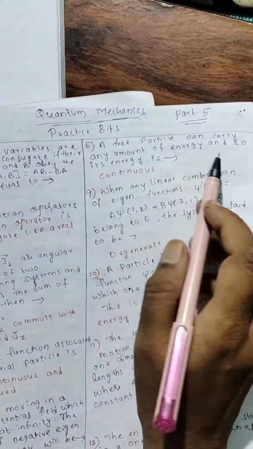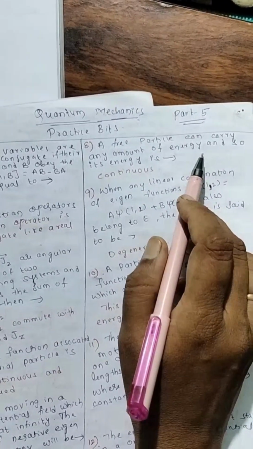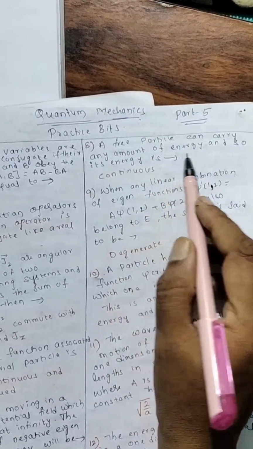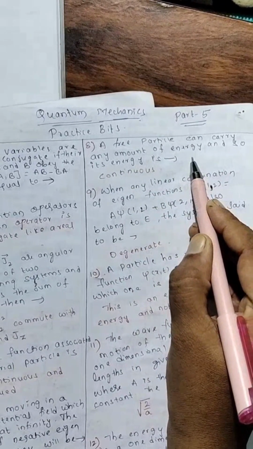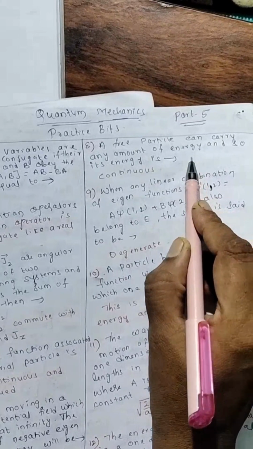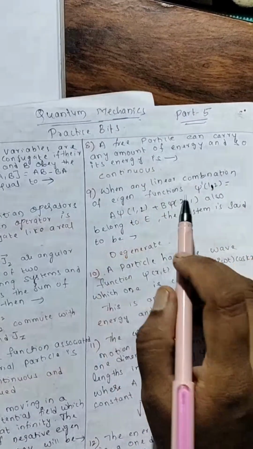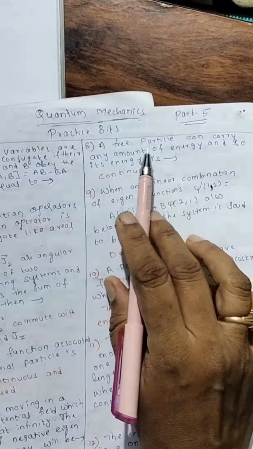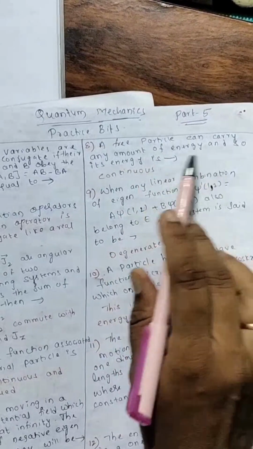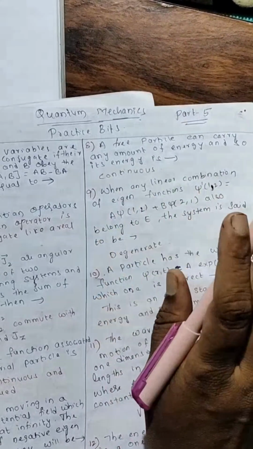Now next, a free particle can carry any amount of energy. Okay? And so its energy is continuous. So a free particle's energy is continuous. It can carry any amount of energy.